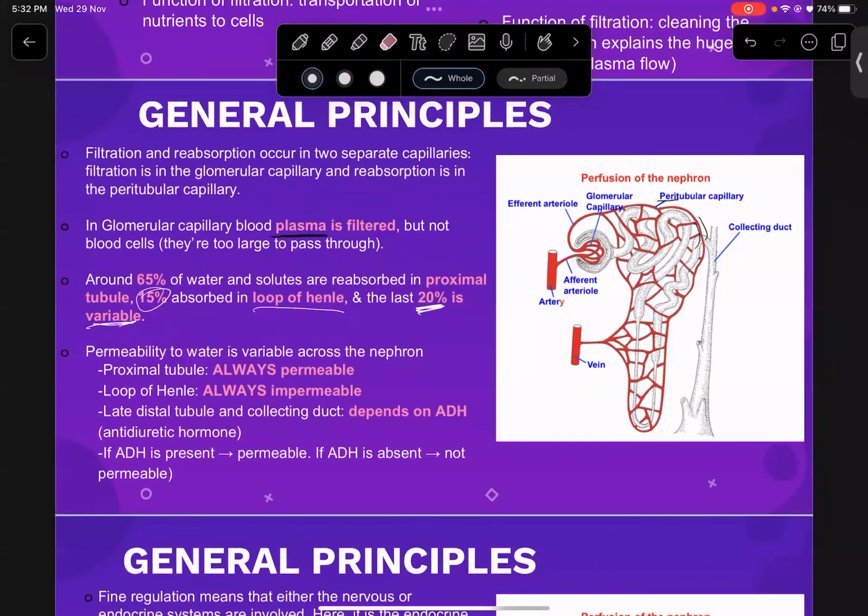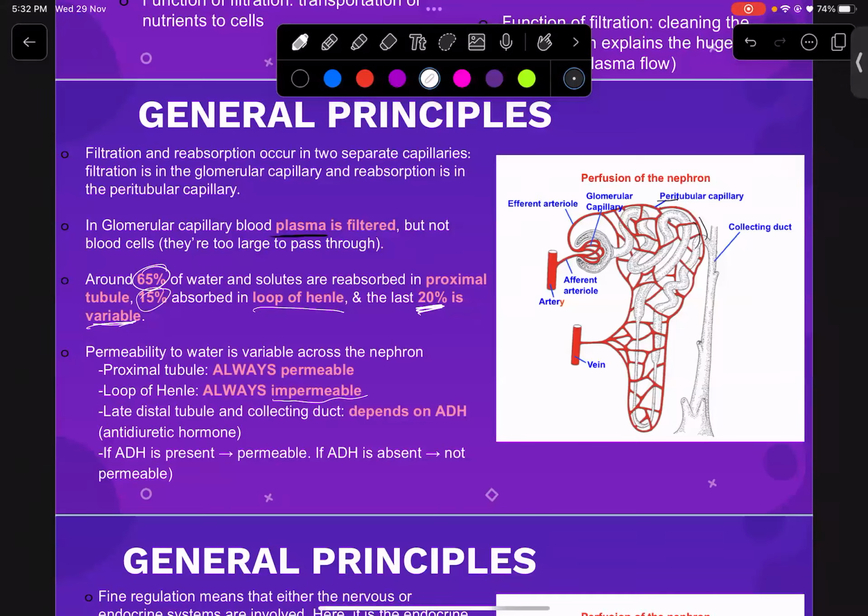But another thing that I need to remember is that the permeability to water is also variable across the nephron. So I mentioned that the proximal tubule will always be permeable to water, and this explains why we have like 65% of the absorption. If it is permeable to water, it's going to have the highest capacity to uptake the most water and solutes, right? The loop of Henle is always impermeable to water.